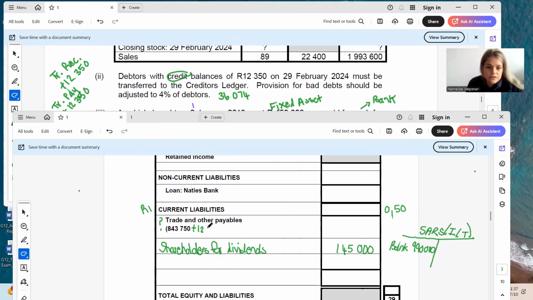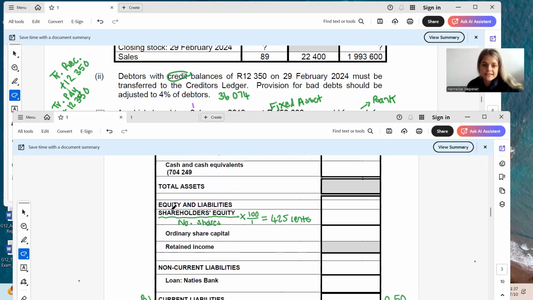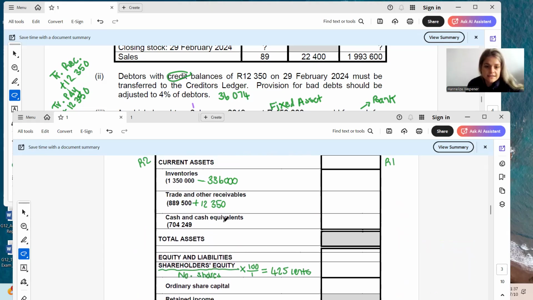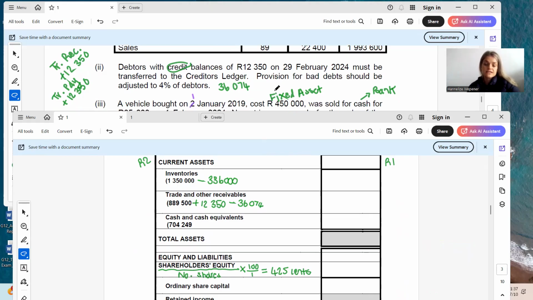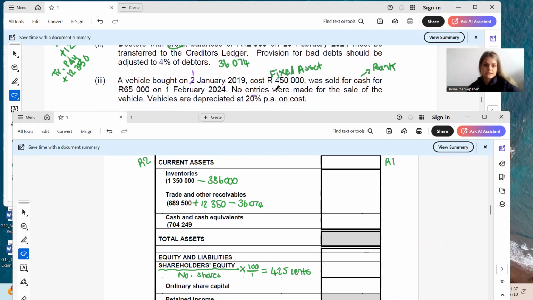12,350. Okay. Then the provision for bad debts must be adjusted to 4% of the debtors. So in other words, yes, this is what I have as a debtors balance. This is what my debtors owe me. However, I don't see myself recovering this amount, and I want my financial statements to be accurate, and I don't want to overstate any amounts. Therefore, I'm going to deduct the provision for bad debts.